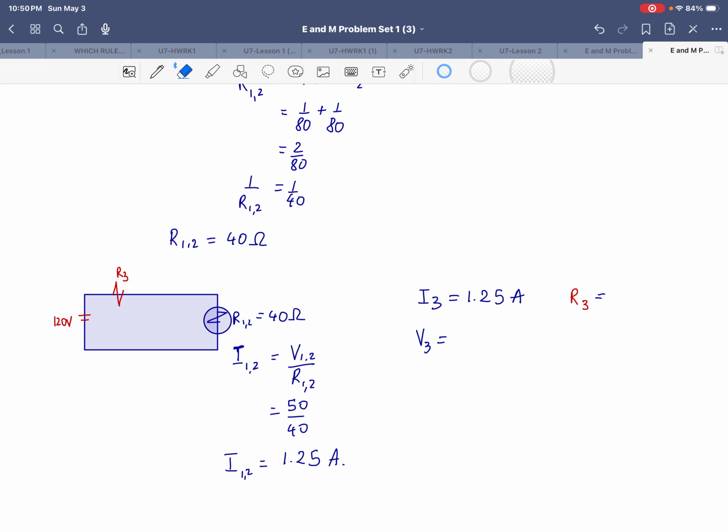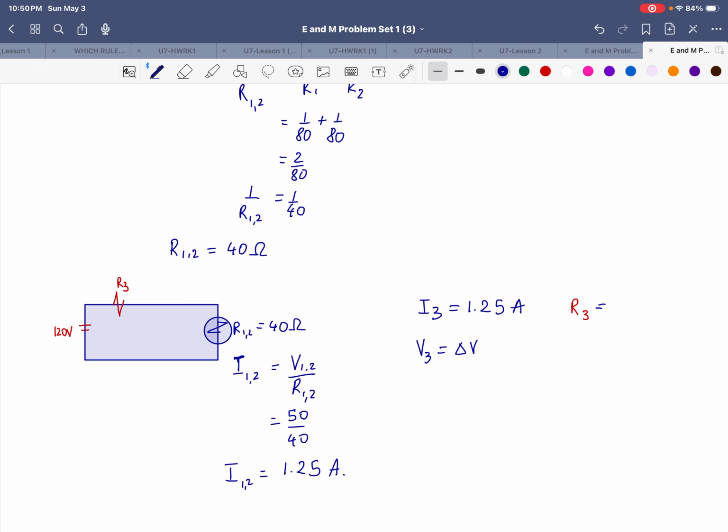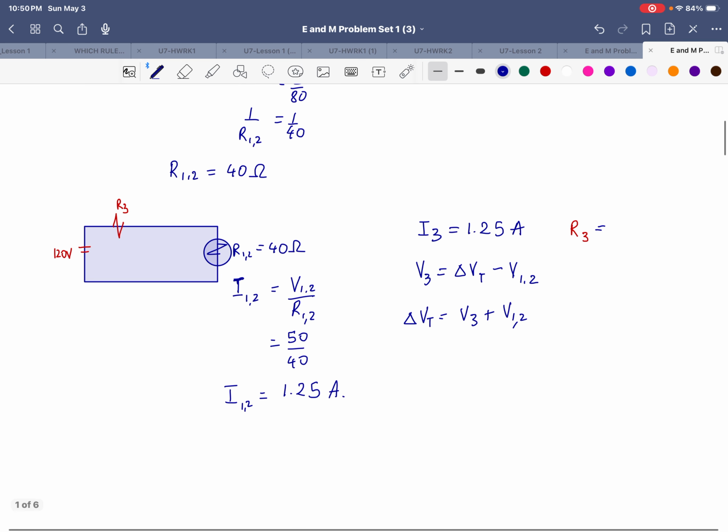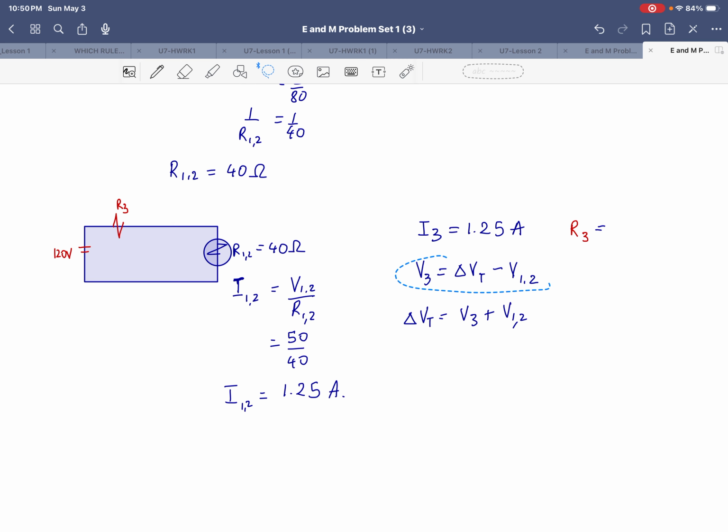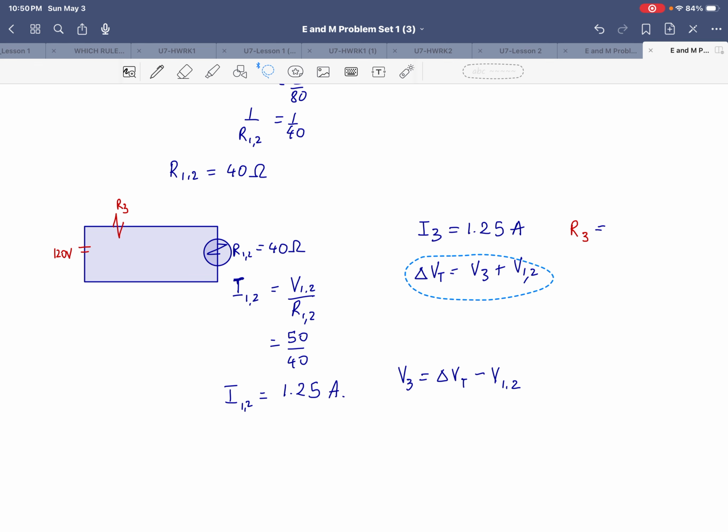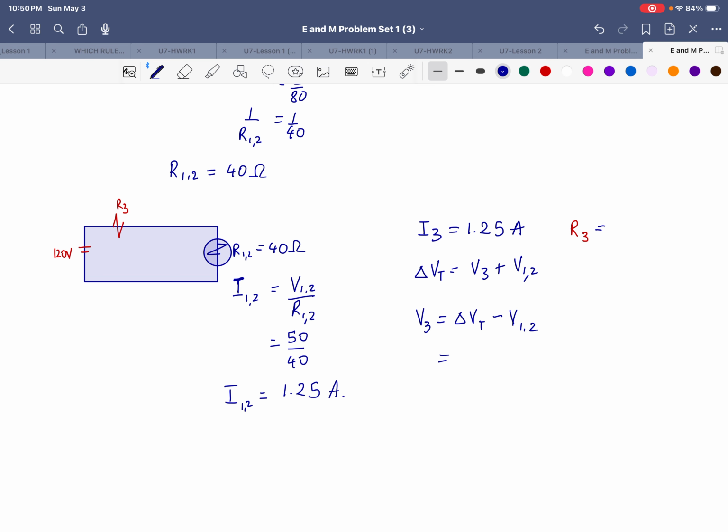So we're going to say that V3 would be equal to delta VT minus the voltage in R12. Or you can also look at it as delta VT, since it is in series, is V3 plus V12. It's the same thing, okay? So I'm going to actually just keep it in this format just to show the work and the thinking process. Now, V3 then would be equal to 120 minus 50, and that will make 70 volts.